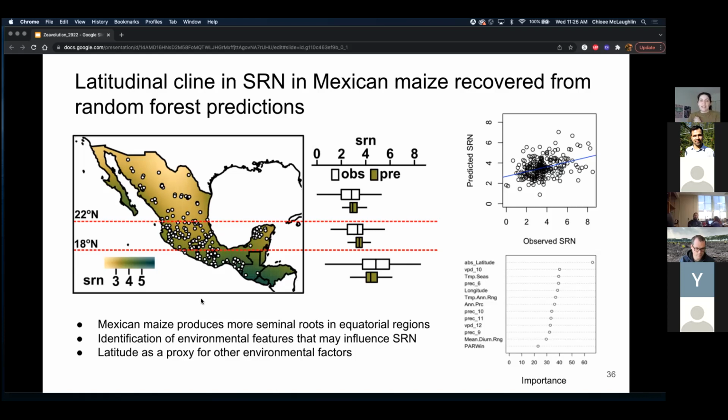So we can see here that based off of these predictions, which are in green, and also observed values, Mexican maize produces more seminal roots in equatorial regions. We were also able to identify environmental features that may influence seminal root number, as shown here on this importance plot, again, very similar to the one I showed you previously for aerenchyma area. We recover that absolute latitude is the most important aspect of environment, but this might be a proxy for other environmental features such as pH of soils or precipitation.